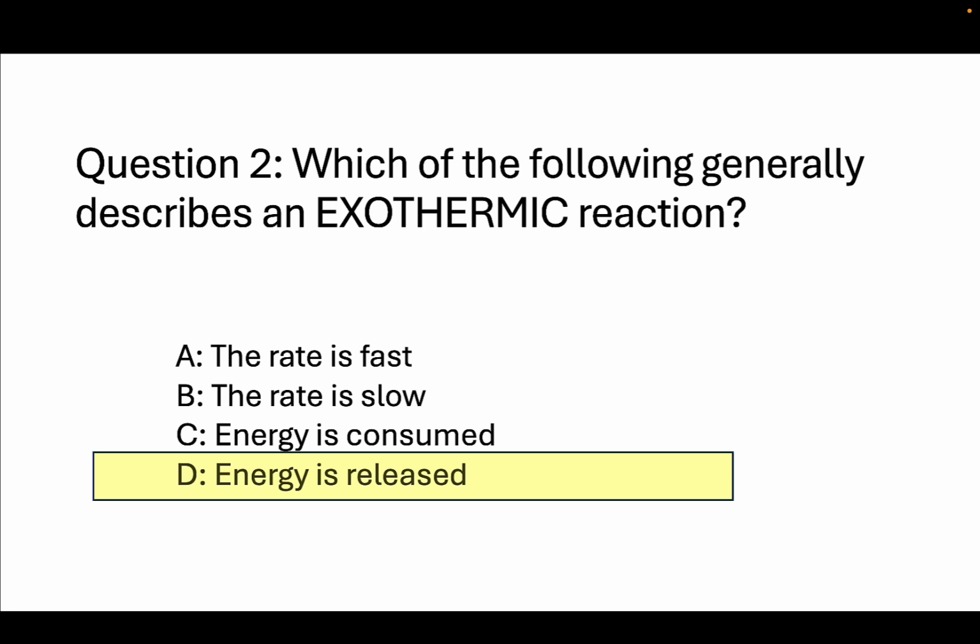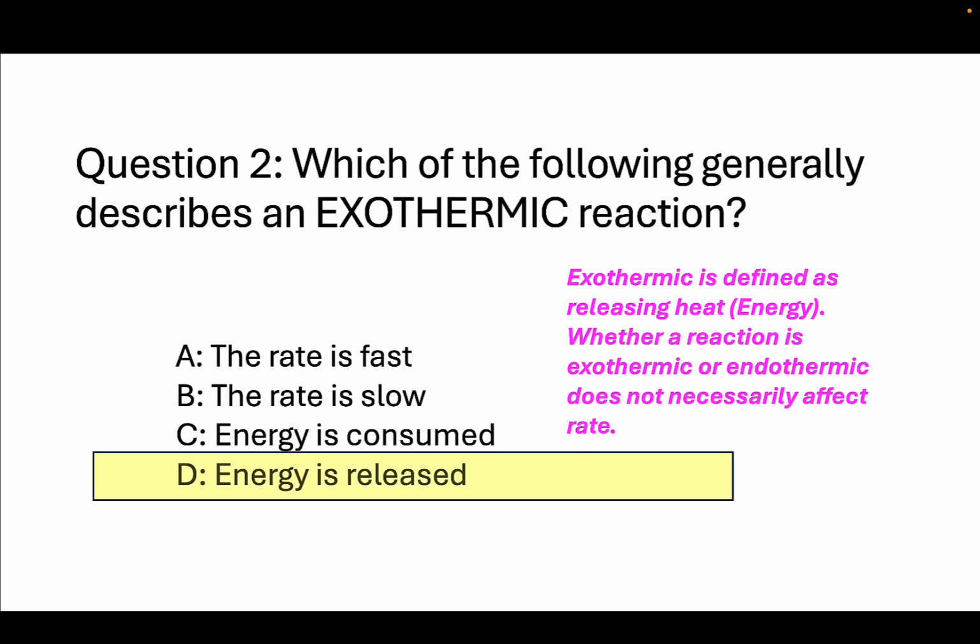We've learned about endothermic and exothermic reactions already. Endothermic, heat required; exothermic, heat released. This does not say anything about the rate of the reaction. We can have exothermic reactions that are either very fast or very slow. This is not determined primarily by the exothermicity or endothermicity of that reaction. Again, it's defined as releasing heat. Rate is not necessarily affected.